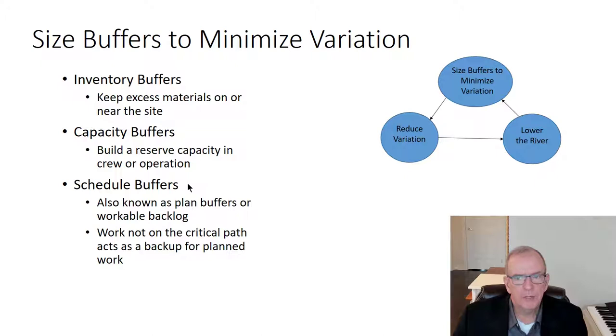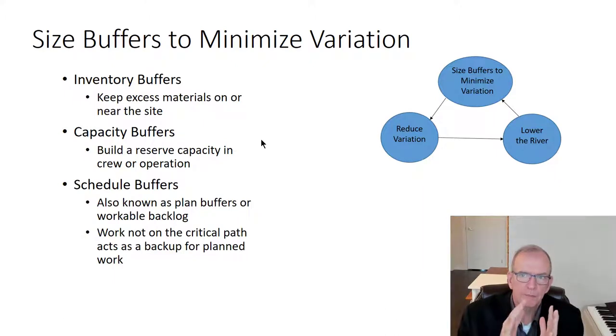Size buffers to minimize variations. If we want to try to minimize variation, we can create some buffers. But in lean, like in construction, sometimes we have huge buffers, and then that leads to work waiting for workers and vice versa. So we try to minimize the work buffers.